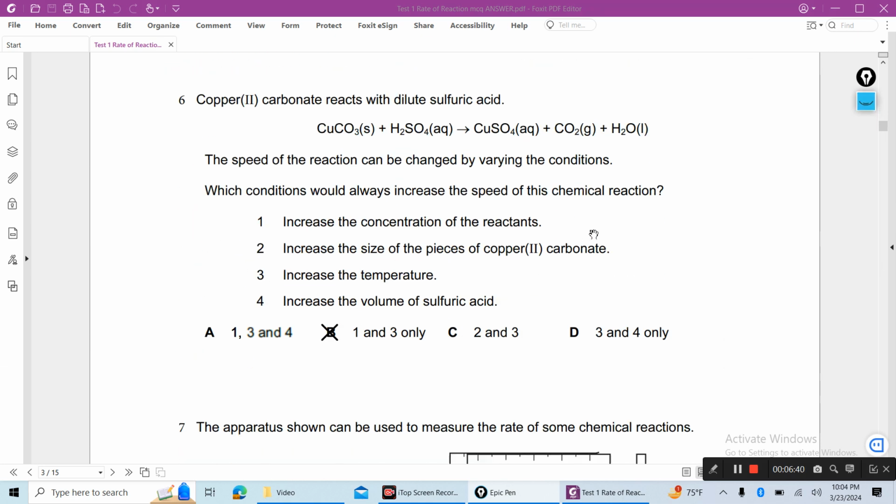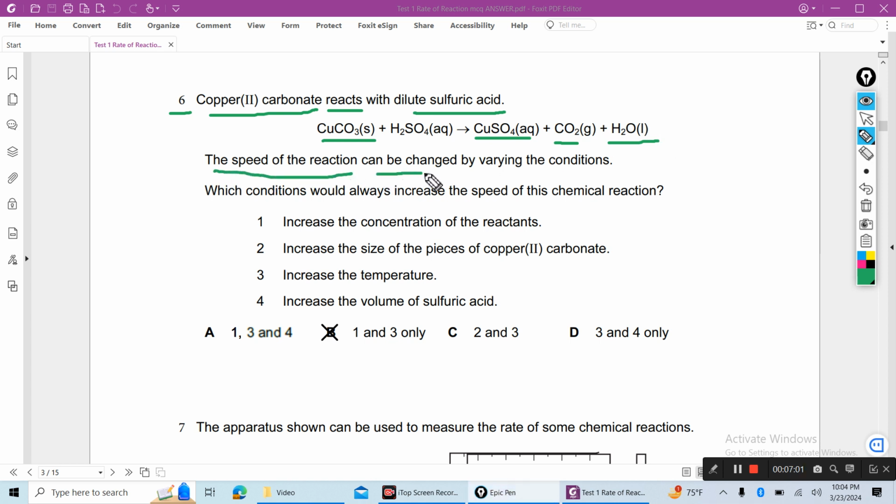Next, number 6. Copper carbonate, CuCO3, a solid carbonate, reacts with dilute sulfuric acid to produce copper sulfate salt, carbon dioxide plus water. The speed of the reaction, the rate of the reaction, can be changed by varying the conditions. Now you see, which conditions would always increase the speed of a chemical reaction?